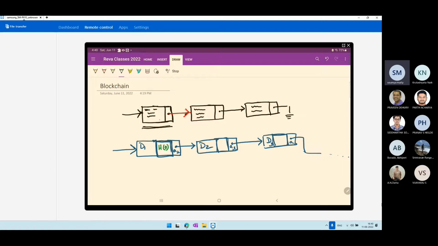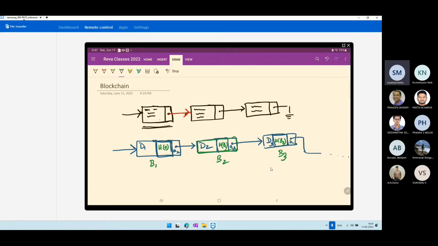Hash of 0, because this is the first block. Hash of B1. Not D1, I am just taking it as block 1, B1, B2, B3, the entire block. So this one will contain the hash of this entire block. B2 contains the hash of the previous block B1, and B3 contains the hash of the previous block B2, and so on.